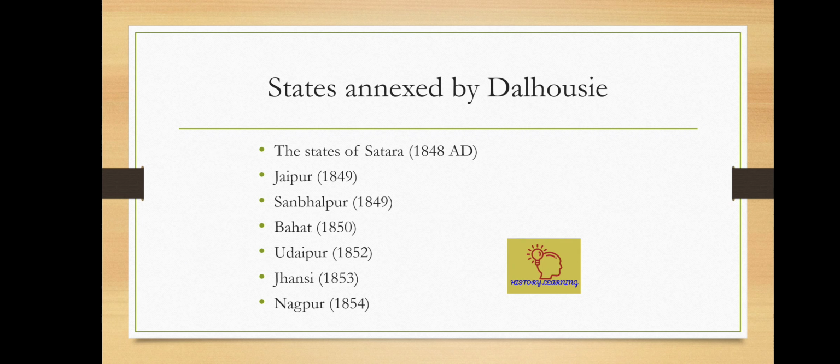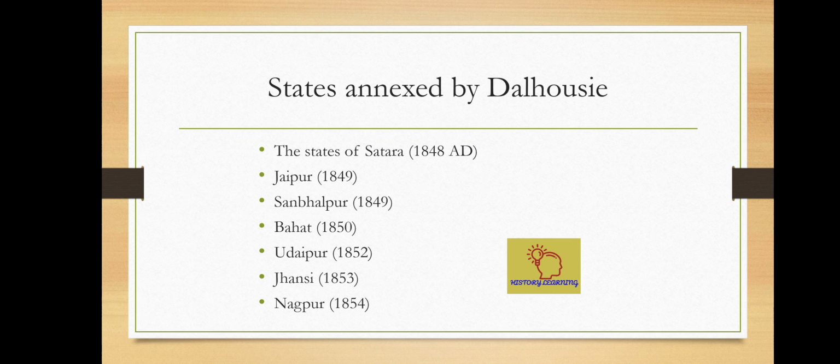States annexed by Dalhousie. These states were annexed by Dalhousie by applying the doctrine of lapse: Satara in 1848 AD, Jaipur 1849 AD, Sambalpur 1849 AD, Bahat 1850 AD, Udaipur 1852 AD, Jhansi 1853 AD, Nagpur 1854 AD.